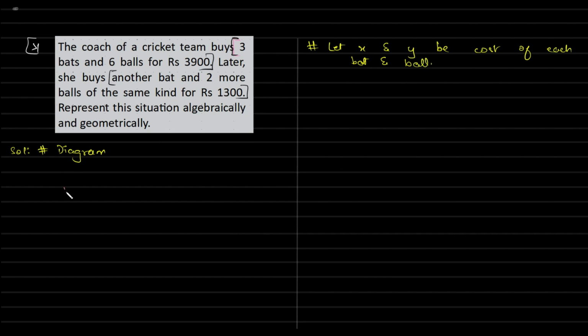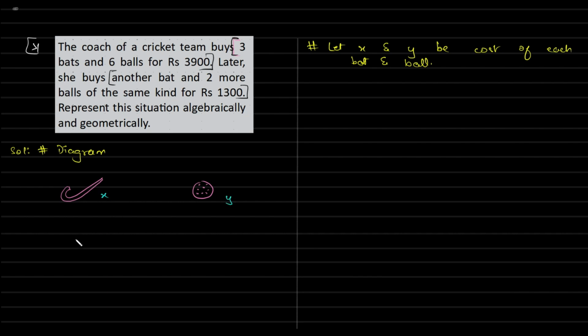So I'm considering bat as an hockey stick. So I know it's not a bad bat, but I would like to go with hockey stick. And then we have a ball. So we're looking at x and y over here, right?